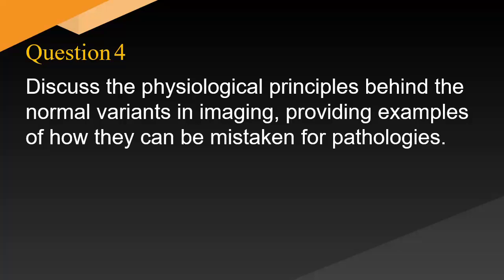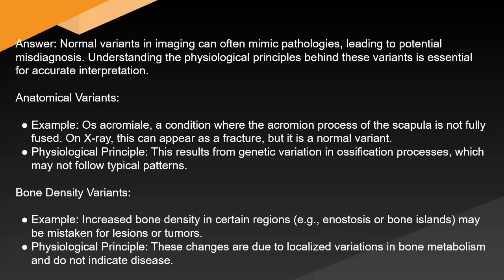Discuss the physiological principles behind the normal variants in imaging, providing examples of how they can be mistaken for pathologies. Answer. Normal variants in imaging can often mimic pathologies, leading to potential misdiagnosis. Understanding the physiological principles behind these variants is essential for accurate interpretation. Anatomical variants, example, os acromiale, a condition where the acromion process of the scapula is not fully fused. On X-ray, this can appear as a fracture, but it is a normal variant.